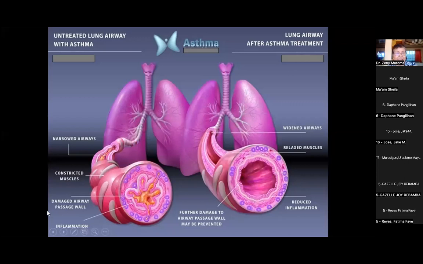While on this left side, iyan yung untreated. Ibig sabihin, hindi nagamot, hindi na-address, kaya nagkaroon ng airway constriction, bronchospasm, bronchial edema, increased mucus secretion, kaya kung di agad naagapan, can cause sudden death. Okay.